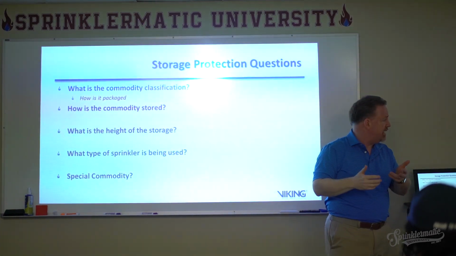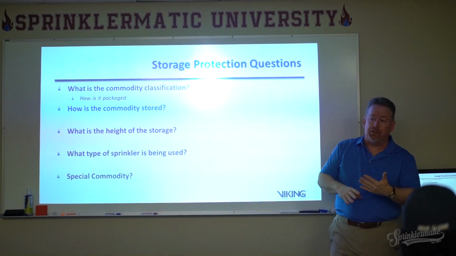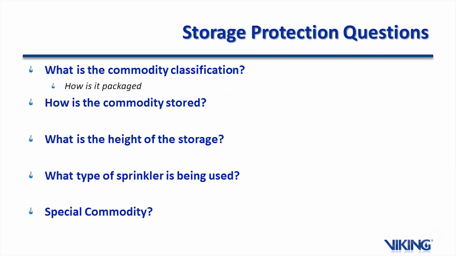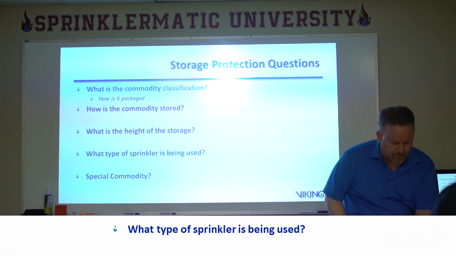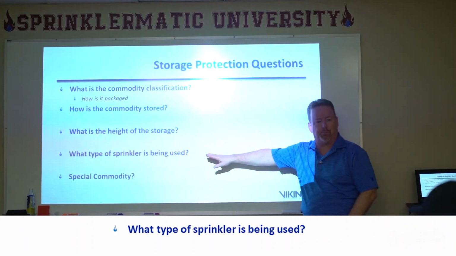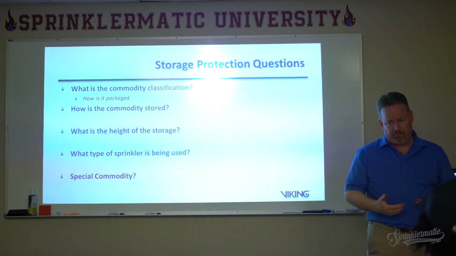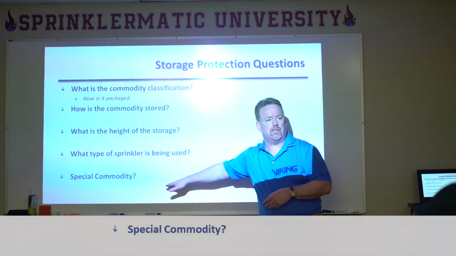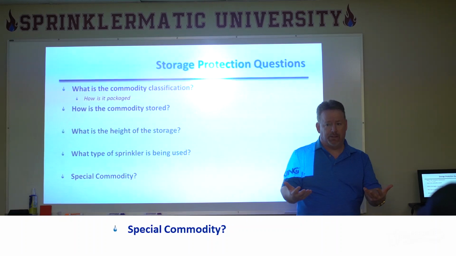It may not change the commodity classification, but it's certainly going to have an impact on what sprinklers you can use and maybe what kind of arrangement you can have those sprinklers in. After that, what type of sprinkler are we trying to use? We gave you the quick reference guide that we'll go through when we get to that point, but what sprinkler is appropriate for the protection in that particular space? And then, is it a special commodity? And the subset of this is, is it a special arrangement?